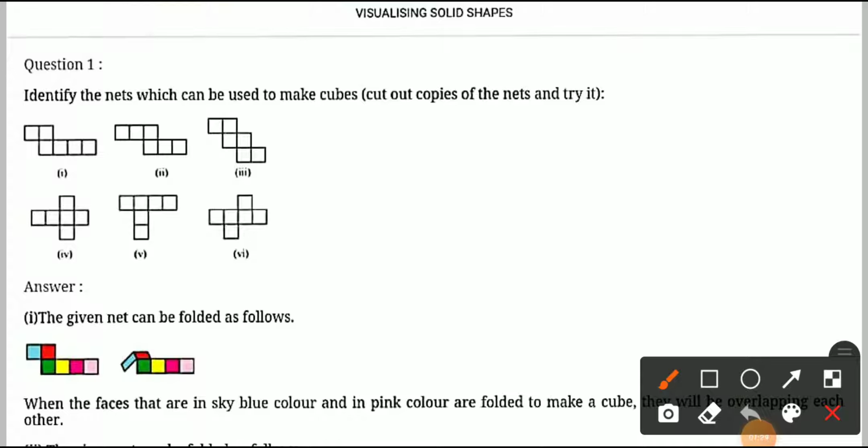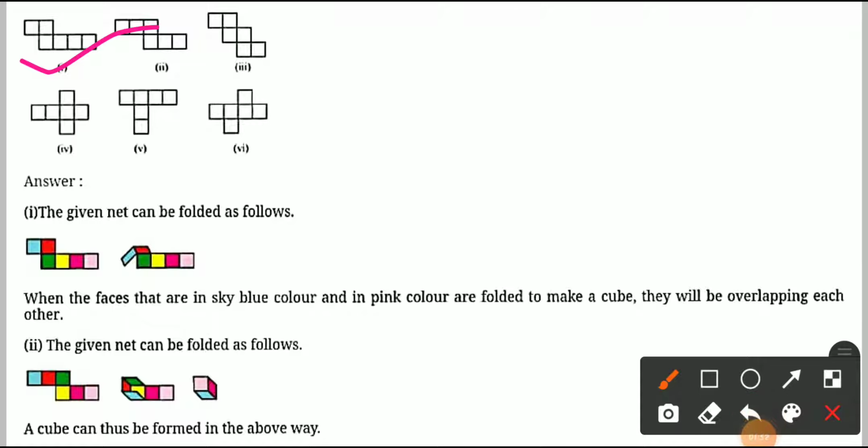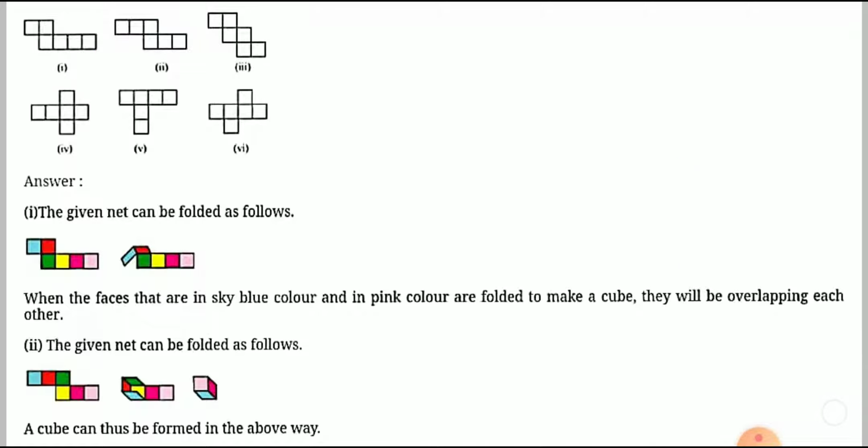If you have any doubt, then I will give you a demo of it in the next video. But for this you need to tell me and write in the comment box. So see, the given net can be folded as follows. How do you need to fold? Do you see the different colors here? This is for the first net. So this part you have to fold first. Accordingly you need to fold all. Try it and try to make the net.